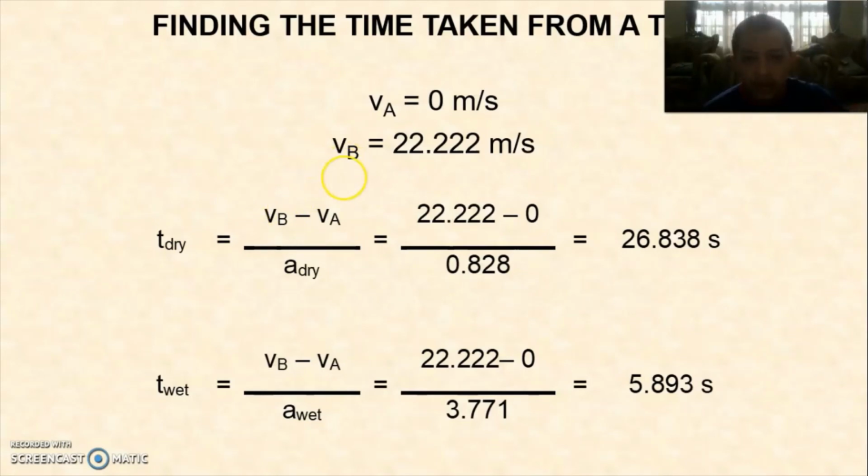As you can see here, VB minus VA divided by the acceleration on the dry road, we will get 26.838 seconds. For the wet road, VB minus VA over the acceleration on the wet road, we will get 5.893 seconds. So these two are the time taken for the car to go from point A to point B on both dry surface and wet surface.